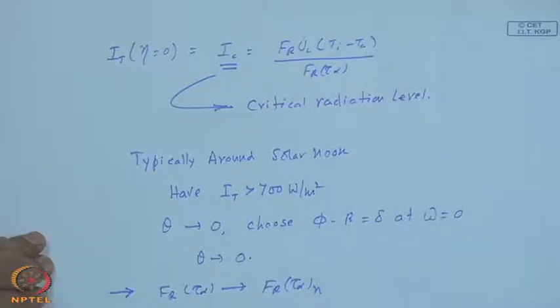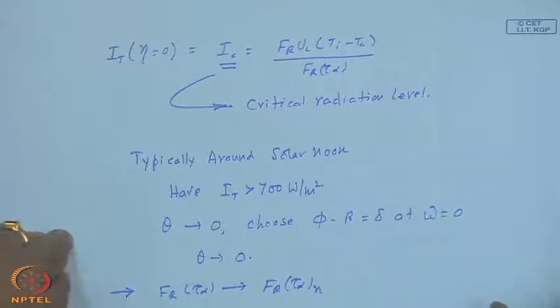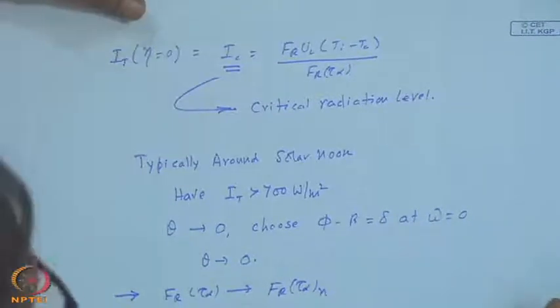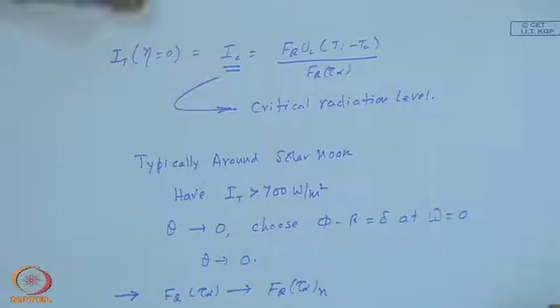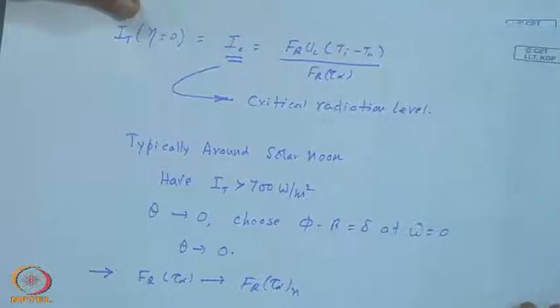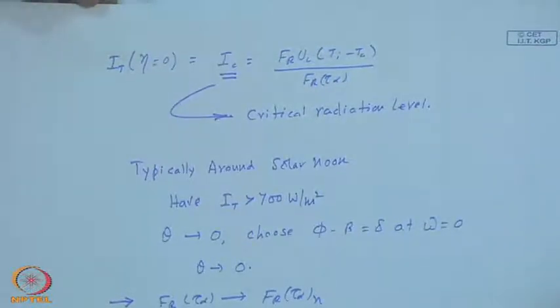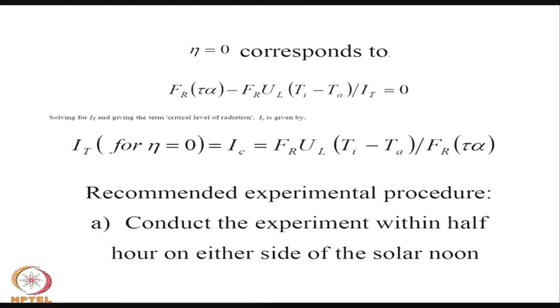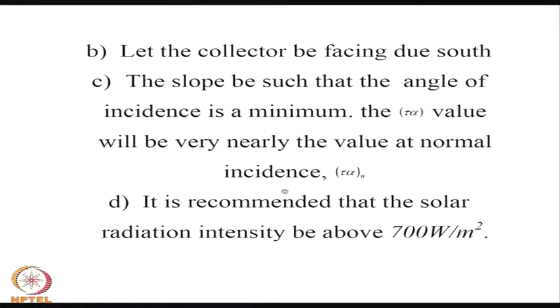This is the basic parameter which depends upon the material properties, which can be obtained by conducting the experiment around solar noon with a high intensity level and keeping the angle of incidence close to 0, that means normal to the sun's rays, which can be obtained around solar noon with phi minus beta equal to delta, which we will see a little later when we talk about tracking collectors. So, these quantities are already recorded over here.